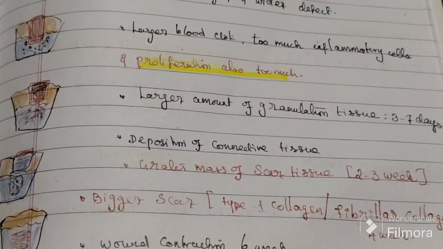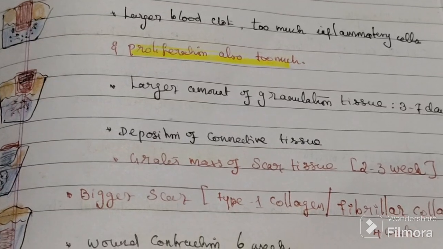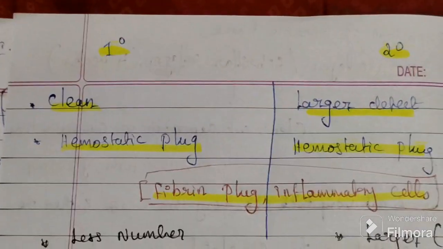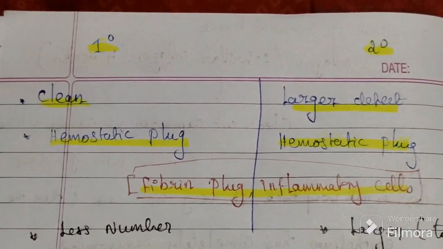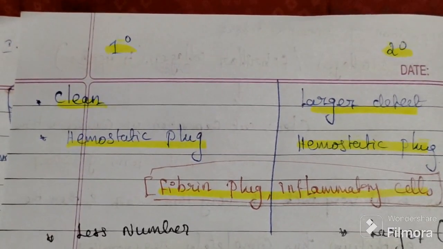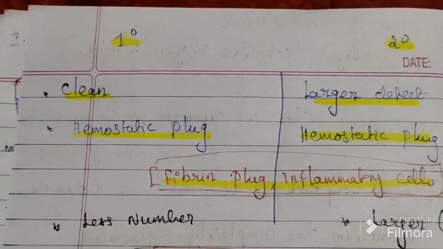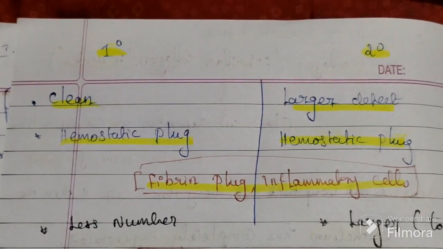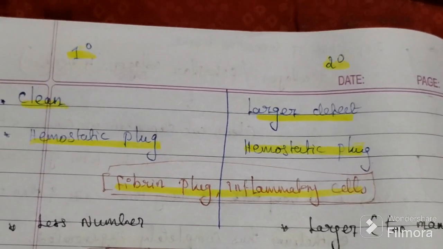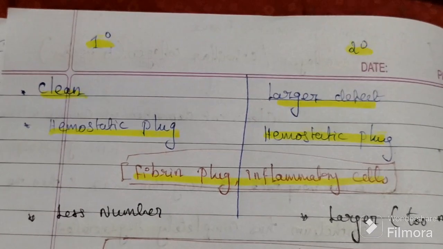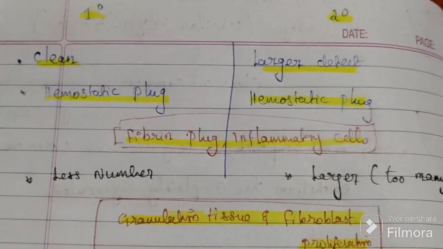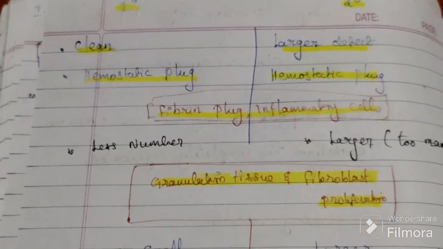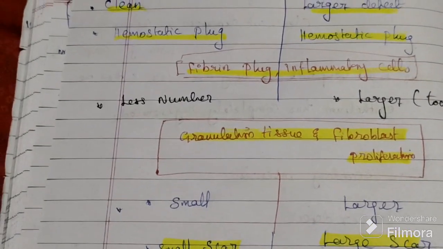Here also it is type 1 fibrillar collagen by 4 weeks. So, an overall summary for primary and secondary intention. Primary intention is a clean wound; here it is a large defect. Both have a hemostatic plug, then fibrin plug and inflammatory cells, but look at the amount. Here there are too many inflammatory cells. Granulation tissue is also larger, with more fibroblast proliferation in secondary intention, then a bigger scar in secondary intention.